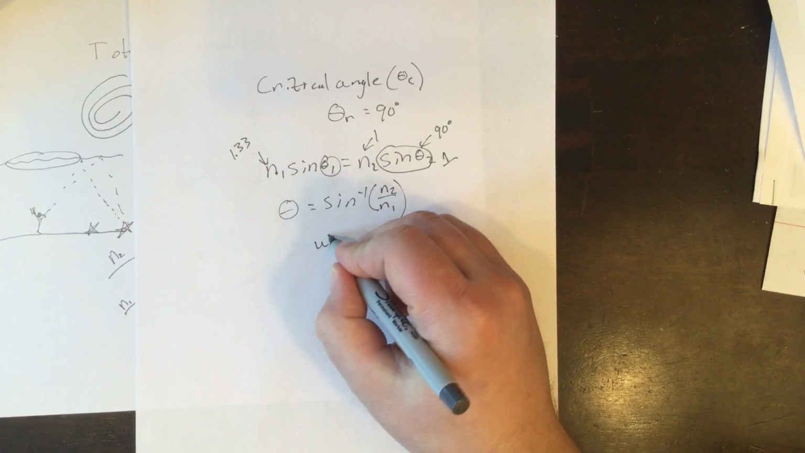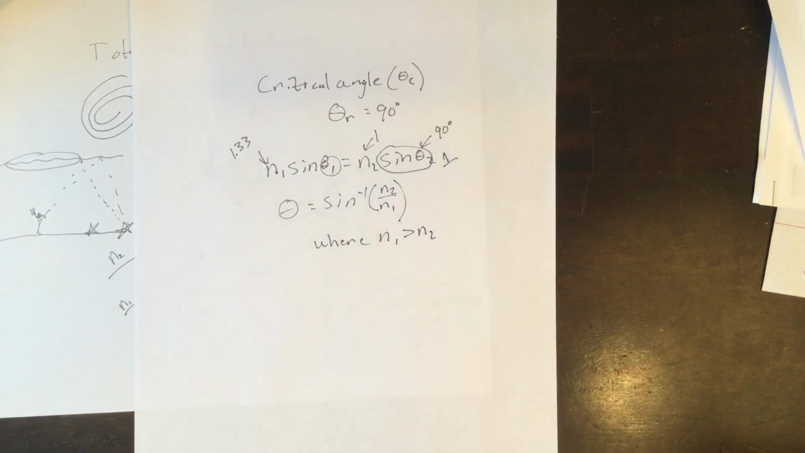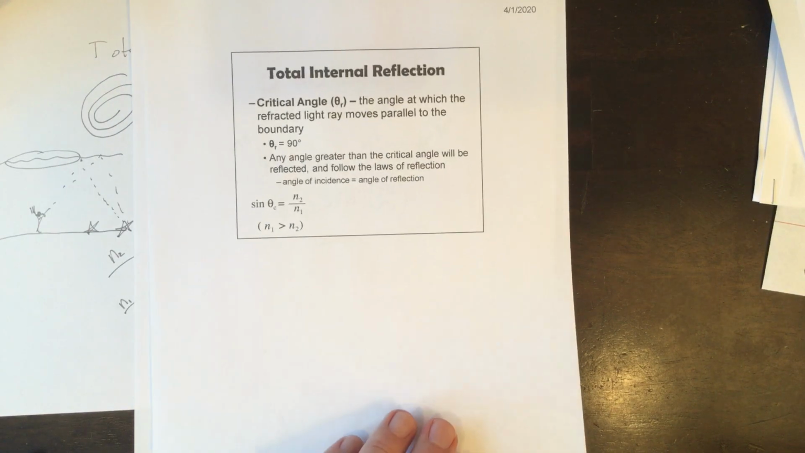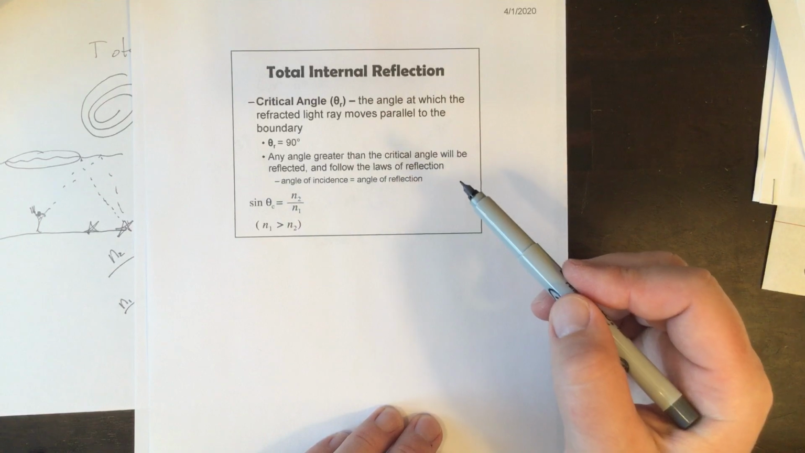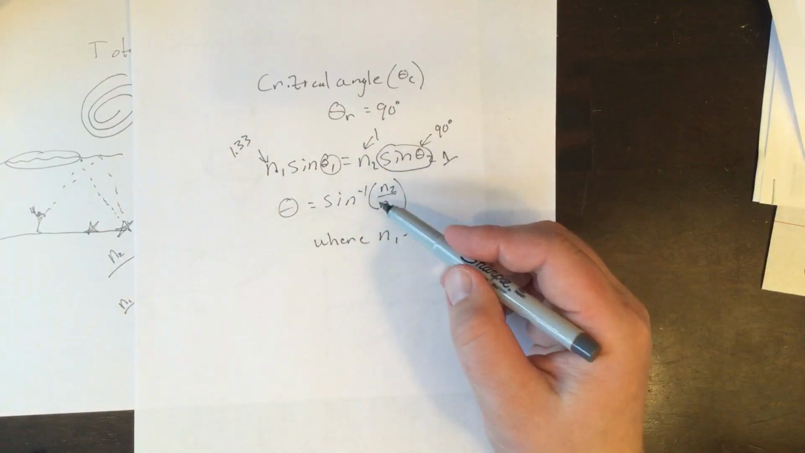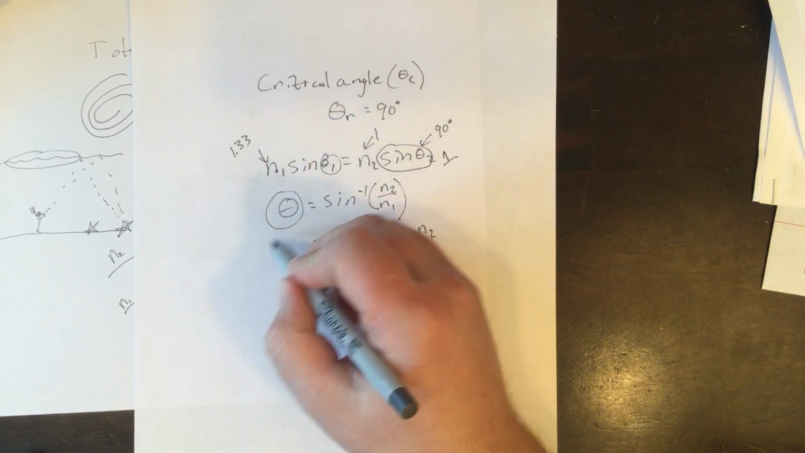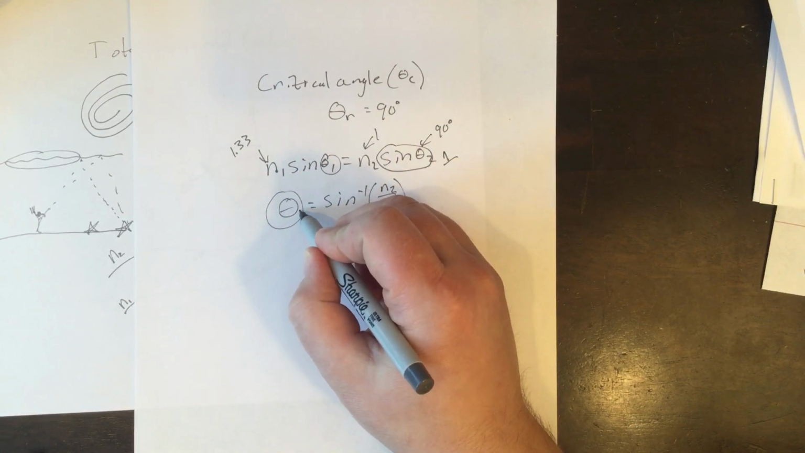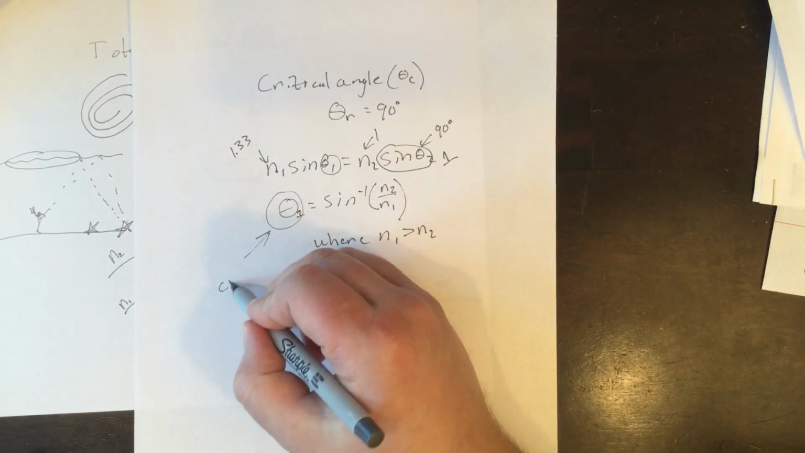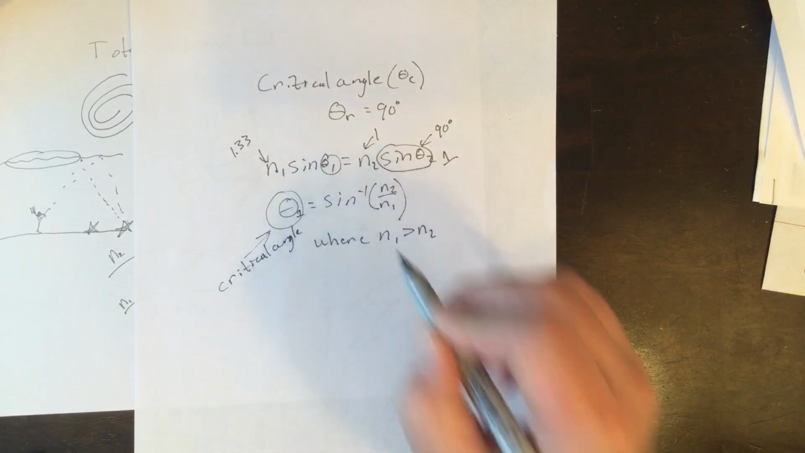Where n1 is greater than n2. I always like to go back and check. See, here are my notes. I obviously took the sine out and put it over on the other side. So theta 1, this right here, label it what you want, theta 1, theta c for critical angle. This would be our critical angle.